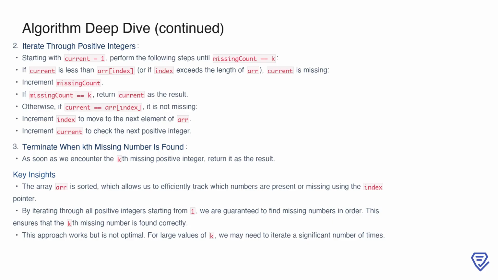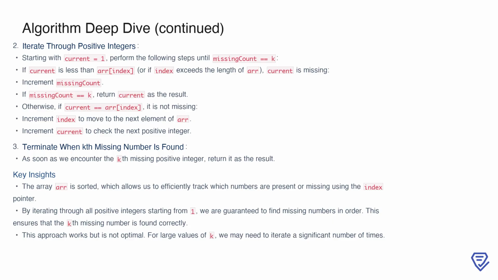On the other hand, if the current number matches the element in the array at position index, it is not missing, and we simply move the index pointer to the next position in the array. Regardless of whether the current number is missing or not, we increment current to check the next positive integer. The process terminates as soon as we find the kth missing number.